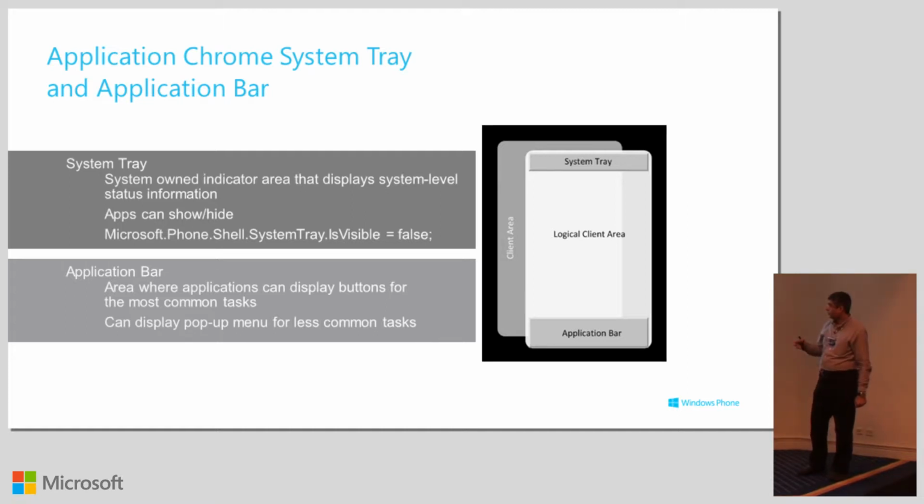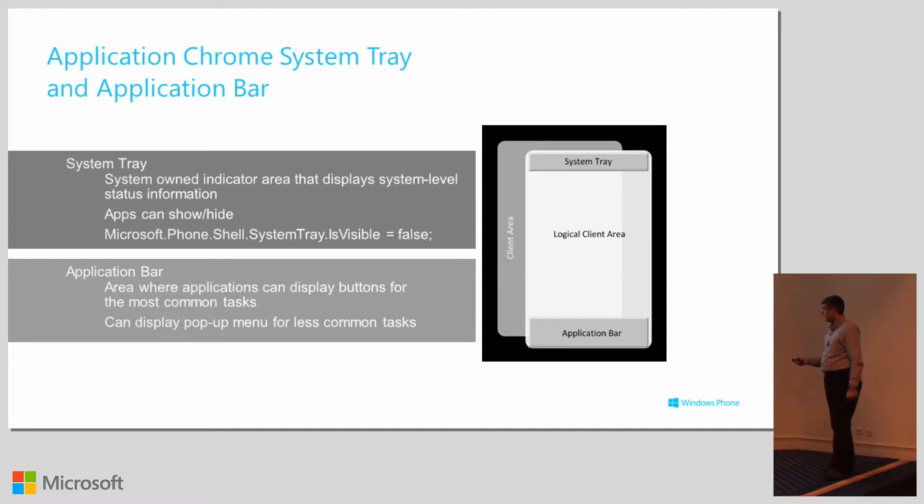You may want to hide the system tray, because your application may want more real estate. It may want to have the full UI of the application on the screen. So you can hide the system tray by saying is visible equal to false. Use the Microsoft Phone Shell namespace and set the system tray visibility to false.